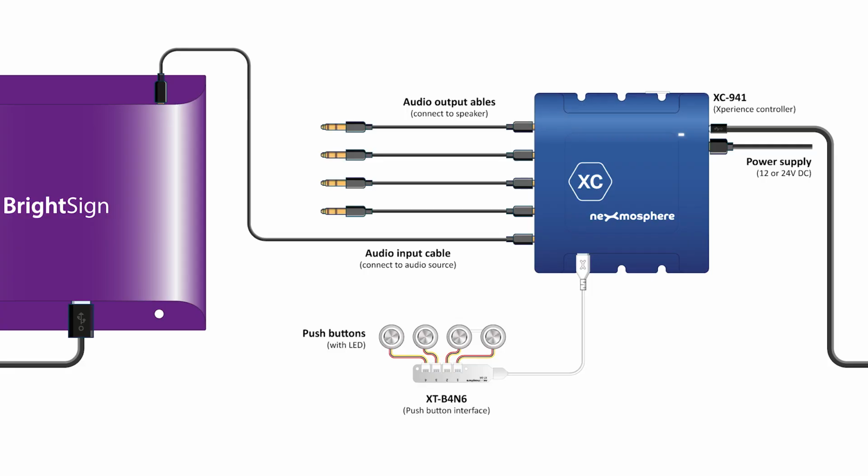The audio switches can be controlled individually and can be set on or off by sending serial commands from the connected digital signage player to the XC controller. So you can dynamically switch the audio to one speaker or to multiple speakers at once.